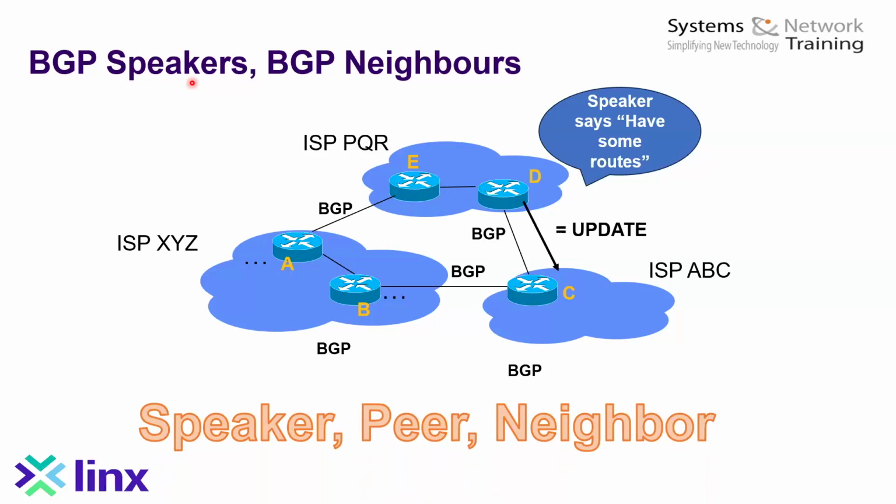We can't speak to anyone else unless we have a peering with them, and they will become a neighbor once we have that peering session set up. And then we can share routes. That's all that terminology really means. So that's got some fundamental BGP terminology out of the way. Hopefully, I've made that reasonably clear.